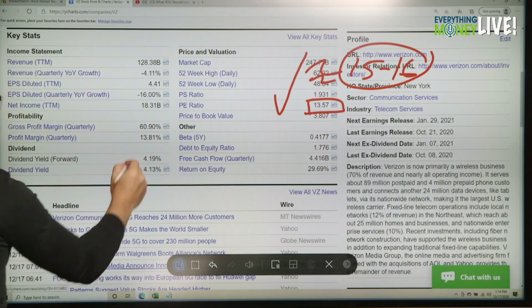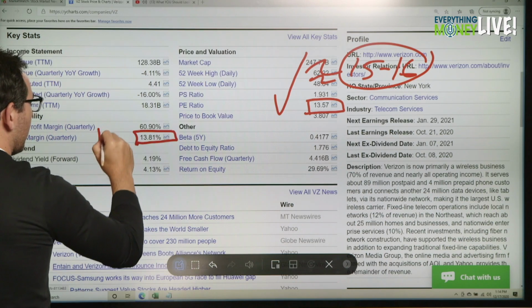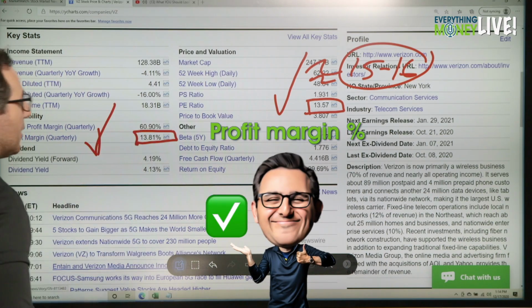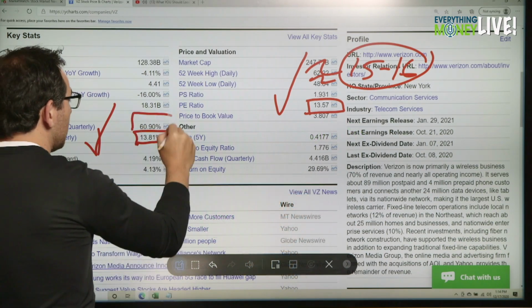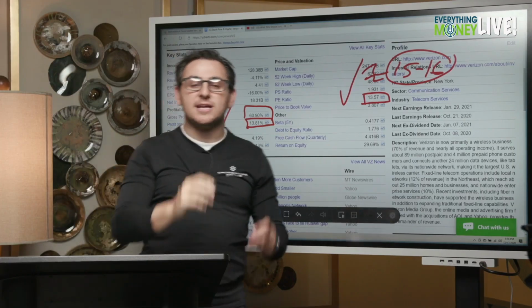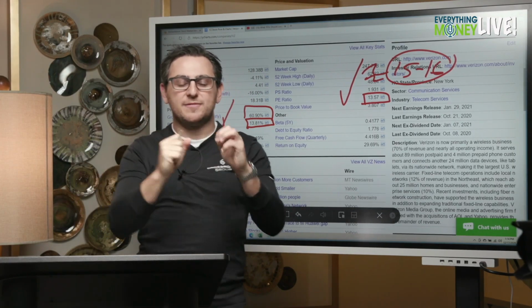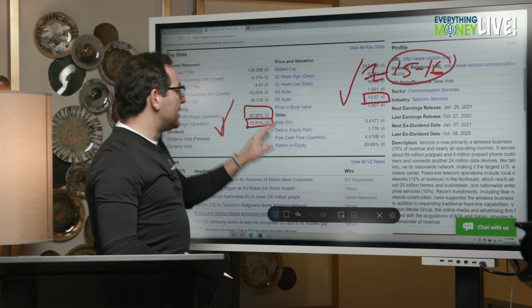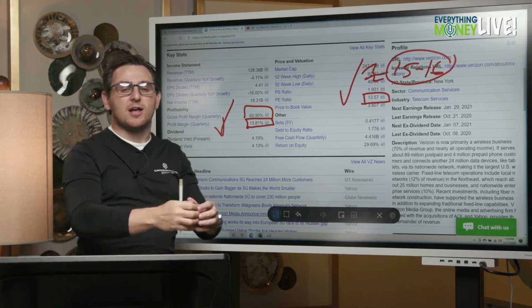Okay, how about profit margin? We want this more than 10%, Paul. That's where you want it. 13.8%. Check mark there. Okay, and the gross margin is 61%. Remember, gross margin is every additional dollar they sell, how much of that goes to the bottom line. That factors in no overhead. It's just the direct cost to generate revenue.